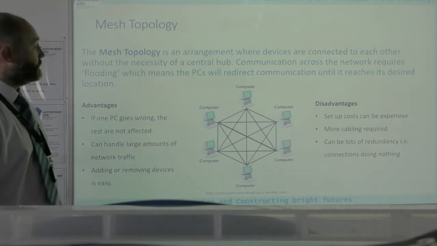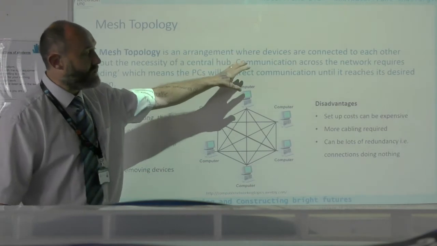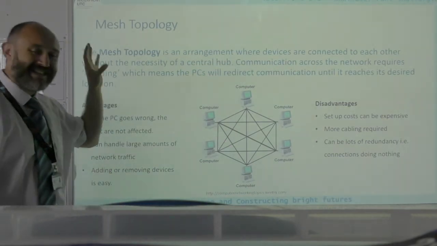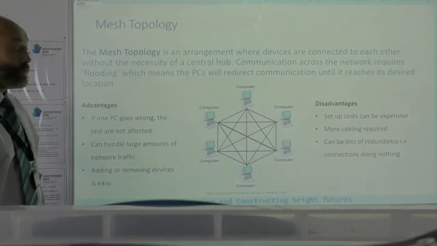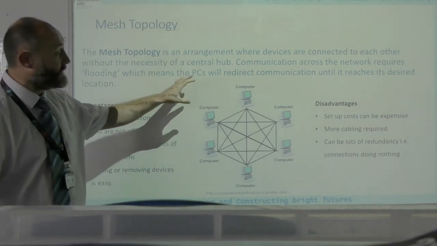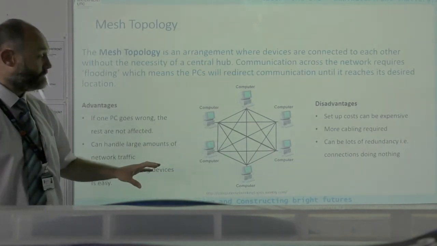A mesh network. The mesh network, or topology, is an arrangement where devices are connected to each other without the necessity of a central hub. Communication across the network requires flooding, which means the PCs will redirect communication until it reaches its desired location.